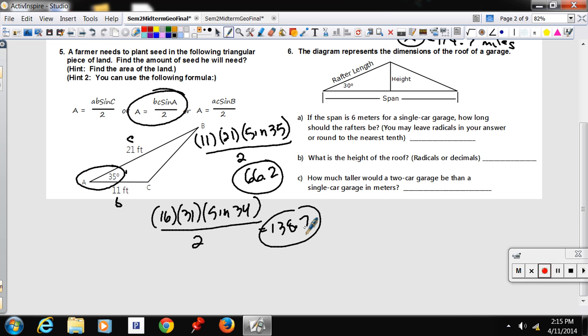How did you get sine of 34? Sine of 34 was the angle that they gave you in the problem, right? 34 degrees was in there.